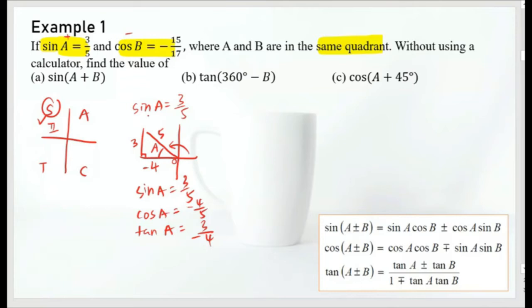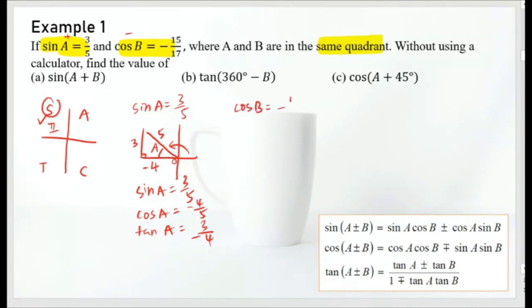Okay, why this one is positive? Because it goes up. Then H is always positive. We only look at X and Y, horizontal and vertical. Okay, so now we go to cos B.